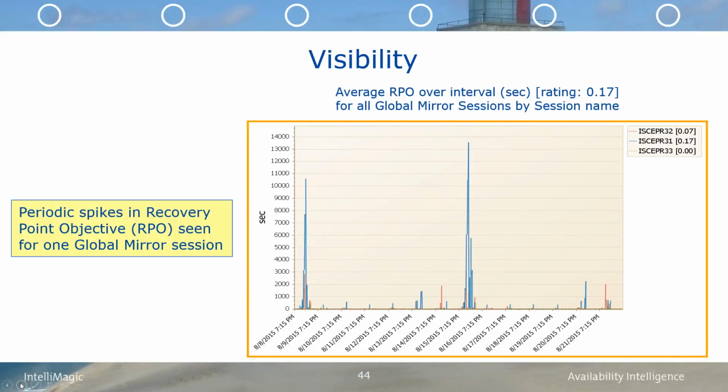So this chart shows you the situation. What was happening is you're getting periodic spikes in the RPO, or recovery point objective. And it was being seen for one of the active global mirror sessions. So this is sometimes unacceptable. If you're getting these spikes in RPO, you may have a service level objective on the RPO and you may be exceeding it. So let's go to the next slide, please.